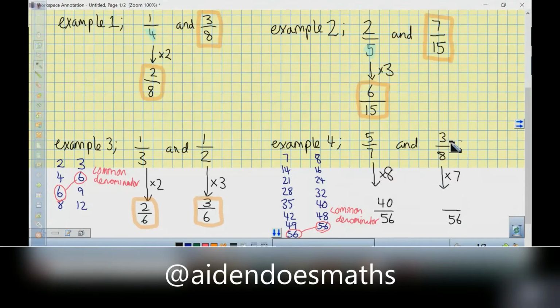Okay, we need to do our numerators. So 3 times 7 gives us 21. Okay, and again, we're going to make it nice and clear. Here are our equivalent fractions to the original ones, and we can see they share a common denominator. So that's what we're trying to achieve every time with these questions.